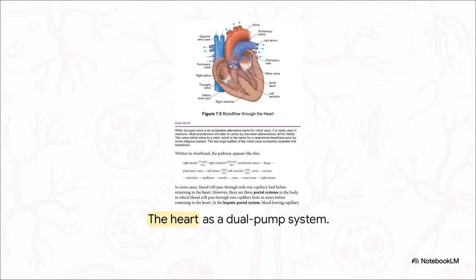Now, it's a really common misconception that the heart is just one single, simple pump. It's actually two distinct pumps operating in series. The right side of the heart handles deoxygenated blood, pushing it right next door to the lungs. That is your pulmonary circulation. Meanwhile, the left side of the heart receives that newly oxygenated blood and pumps it out to the rest of the body, which is your systemic circulation.